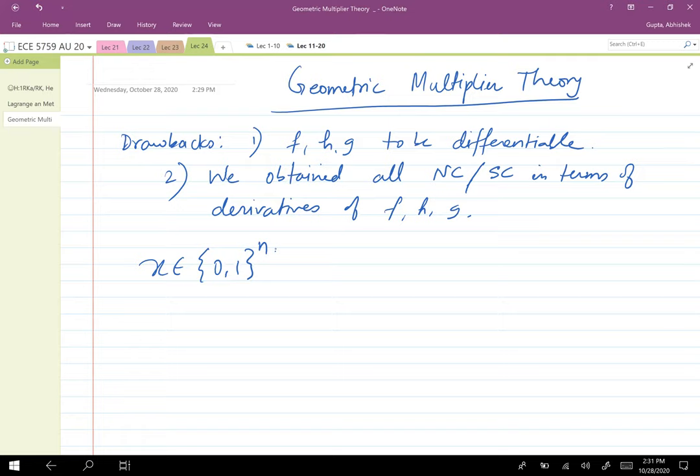And the idea is, you really can't use the approaches where you require the underlying space to be continuous and the functions to be differentiable. So you want to come up with a theory that is somewhat more general and can accommodate situations where you cannot really use differentiability type approaches. So this gap is filled by geometric multiplier theory.